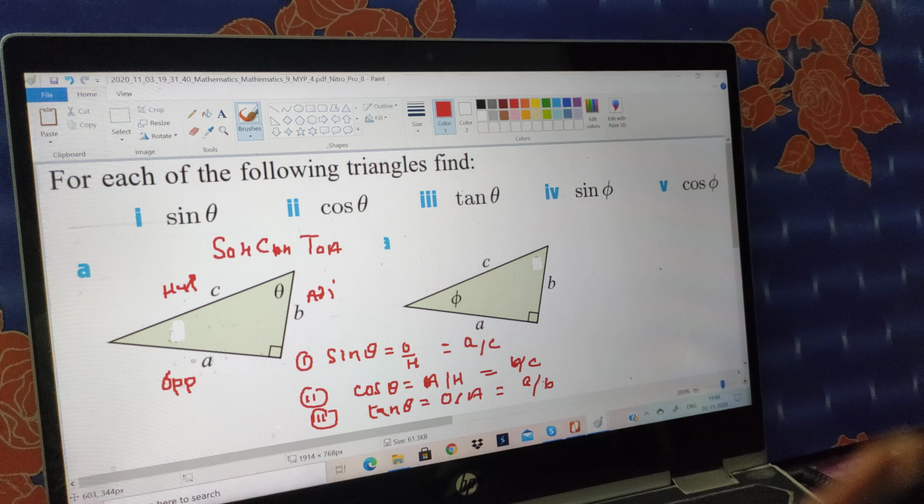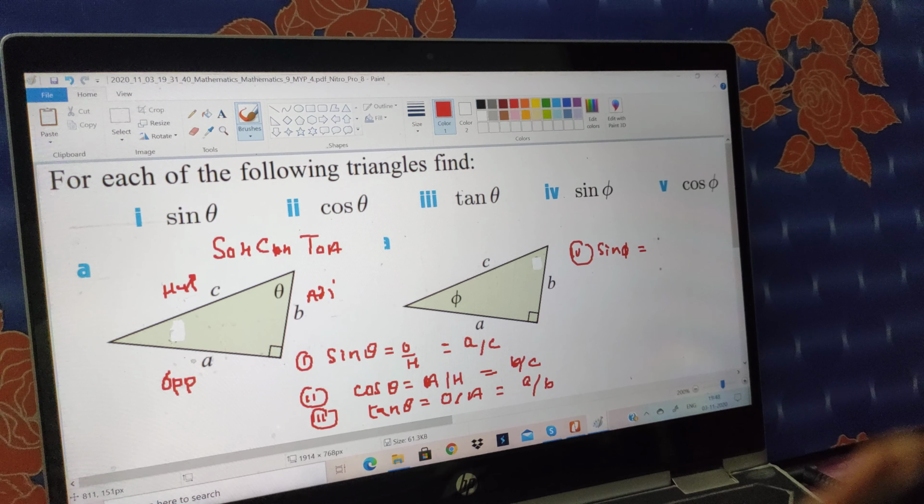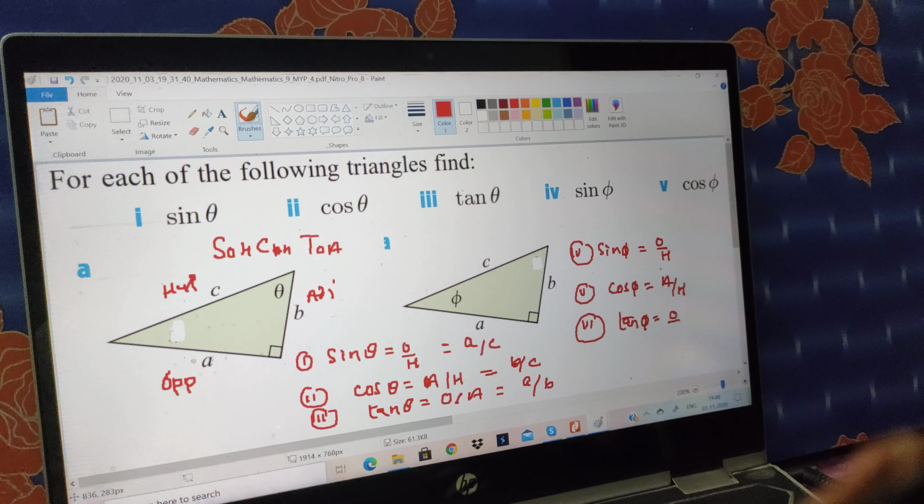Now I'll use the second triangle to answer the remaining three. So the ratios are again the same. It's sine phi, again opposite upon hypotenuse, and cos phi, adjacent upon hypotenuse, and tan phi, it's opposite upon adjacent.